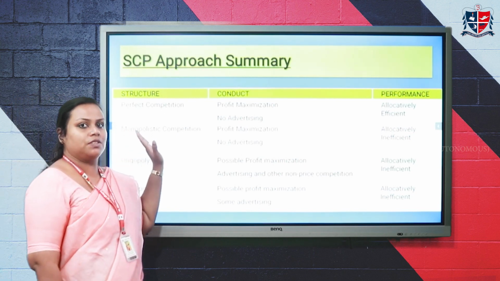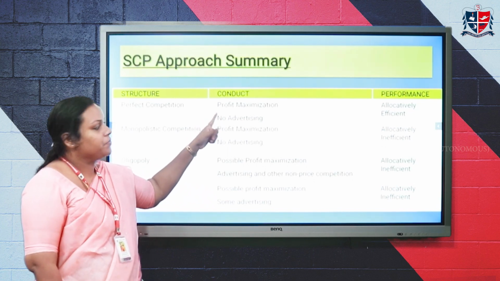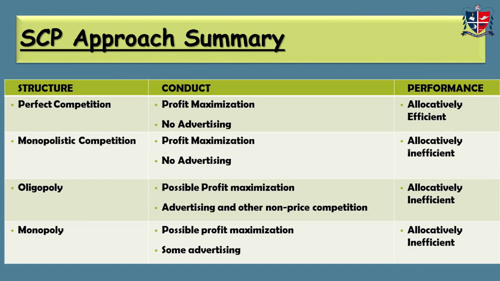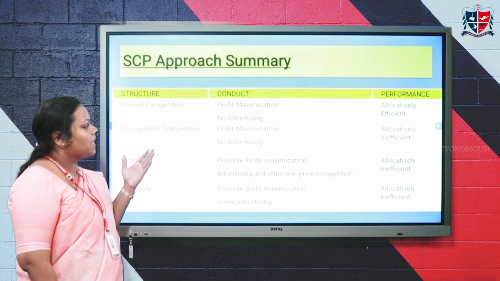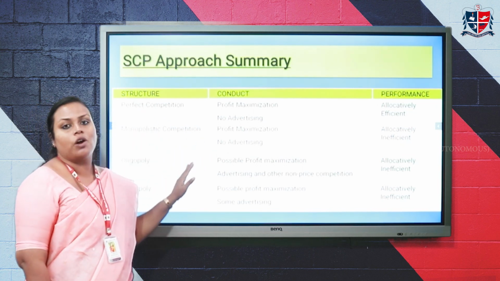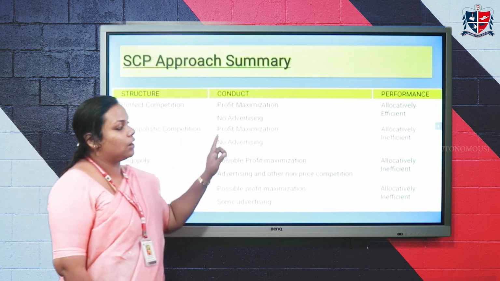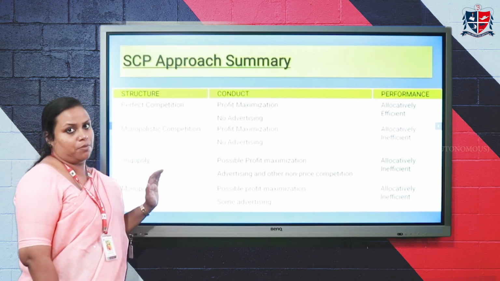Like every business person, the sellers in perfect competition also want to maximize profit, and there is no need for advertisement cost because they are producing a homogeneous product. And we have seen that there is allocative efficiency. That means they are utilizing the resources at the optimal level. When it comes to monopolistic competition, which is a combination of both perfect competition and monopoly, there are few sellers, and they also want to maximize their profit. But like perfect competition, no advertisement is needed for them. And there is allocative inefficiency, because monopolistic competition, oligopoly and monopoly are the imperfect market conditions.